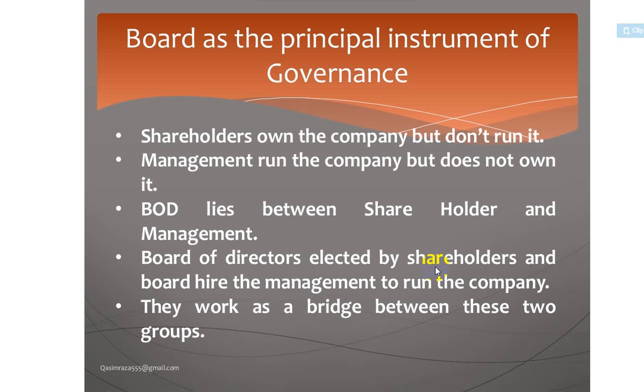Now the board lies between shareholders and managers, so that they do not exploit each other's rights. That's why the governors, the board, lie between these two parties. We can say that the board of directors is elected by shareholders, and the board hires the management to run the company.